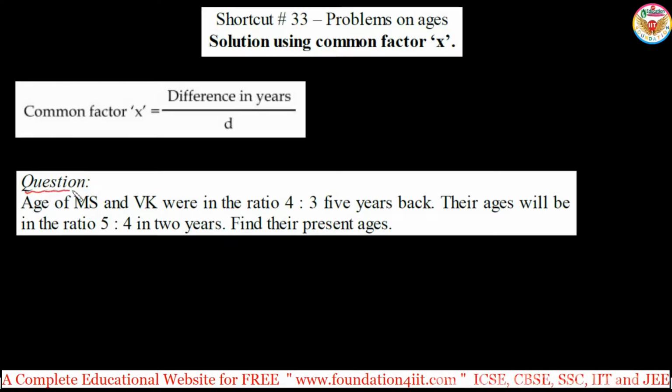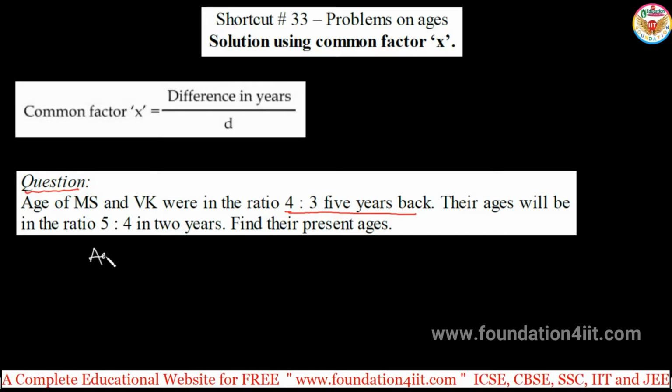If you notice, the ages of MS and VK were in the ratio 4:3 5 years back. Their ages will be in the ratio 5:4 in 2 years. So 5 years back, this is the ratio. After 2 years, 5:4. Find their present ages. Actually, we are supposed to take 4x and 3x.